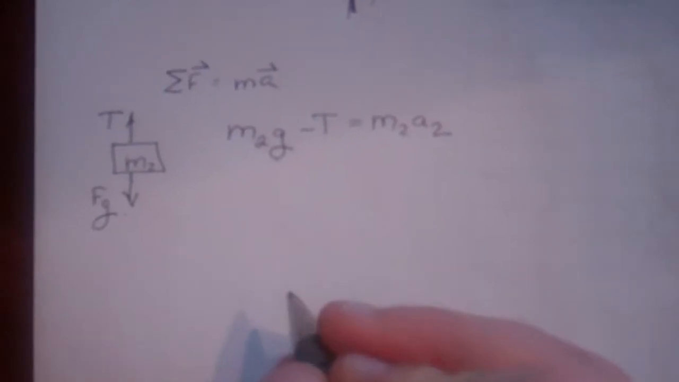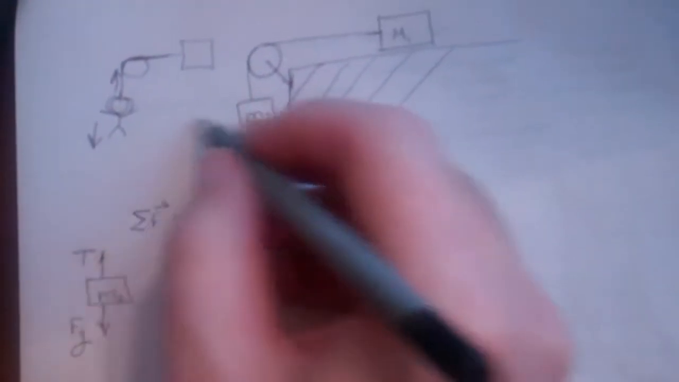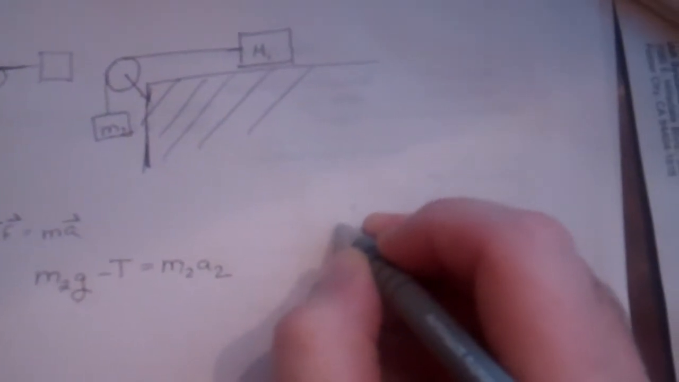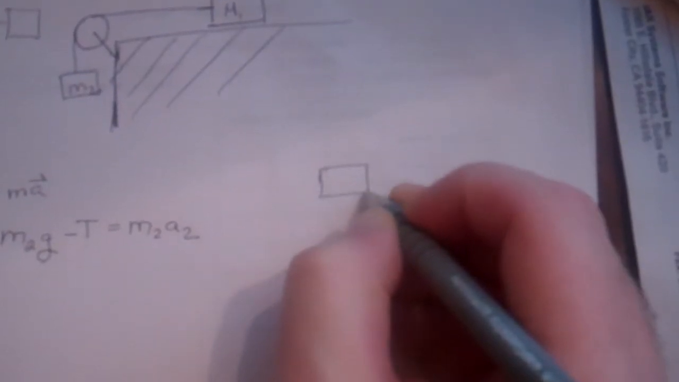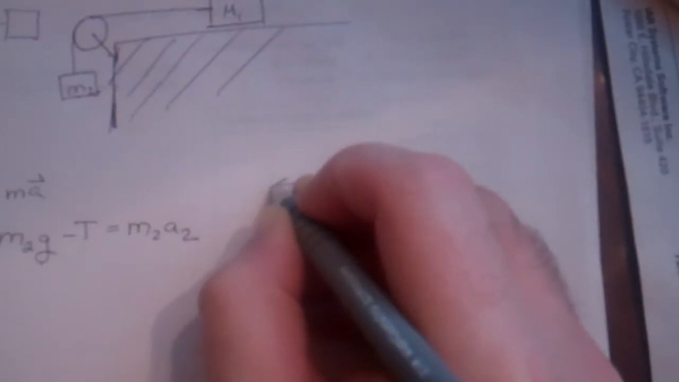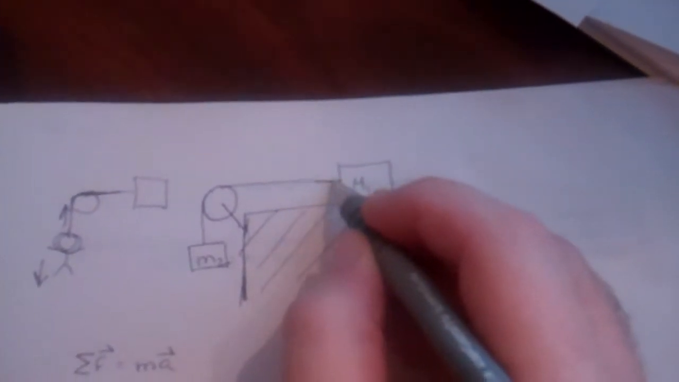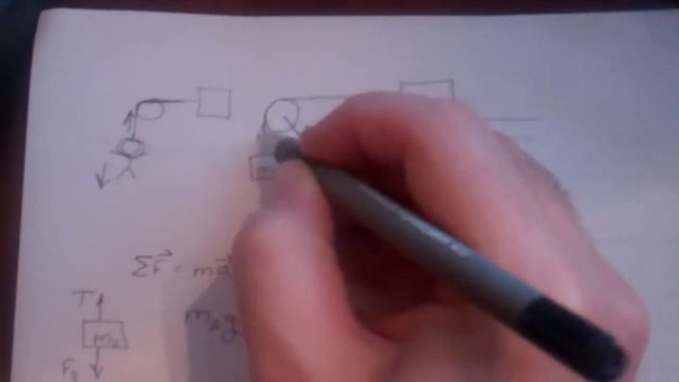Alright. So now for the second one, that's just in the y direction. It turns out we don't really care about going in the x direction on mass 2, trust me. Now on this one here, mass 1, if we draw a picture of it, we've got forces in the x direction. We've got a force T pulling it. And now I think you can see that that tension is going to be the same going this direction as that direction. They're going to cancel.